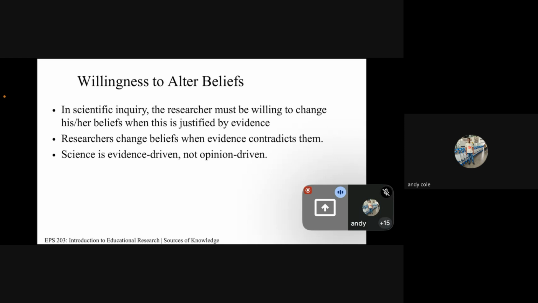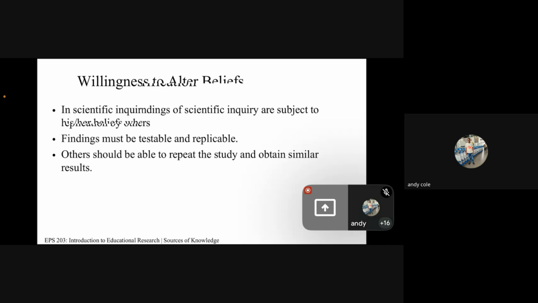So with the scientific method, that is one characteristic: the researcher always changes their beliefs when the evidence contradicts them, because the evidence you have gotten is a proven one. Then verification. The process and findings of scientific inquiry are subject to replication by others. Others should be able to repeat the study and obtain similar results. Findings must be testable and replicable. If somebody goes through the same process, the person must also get the same result.